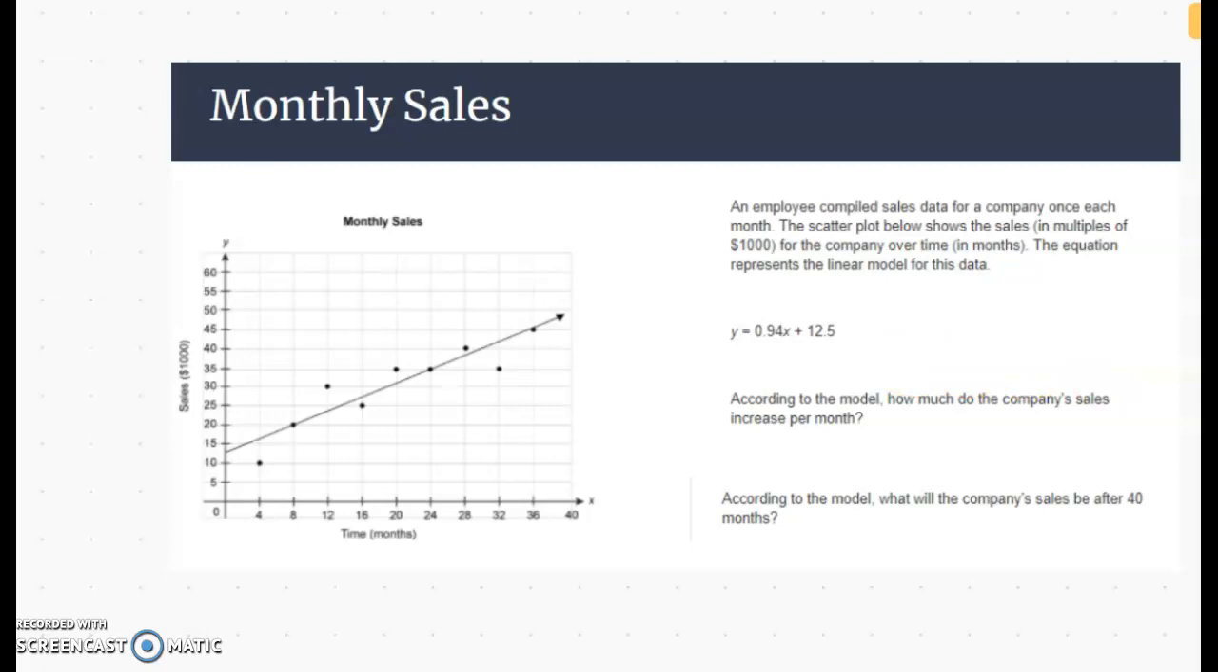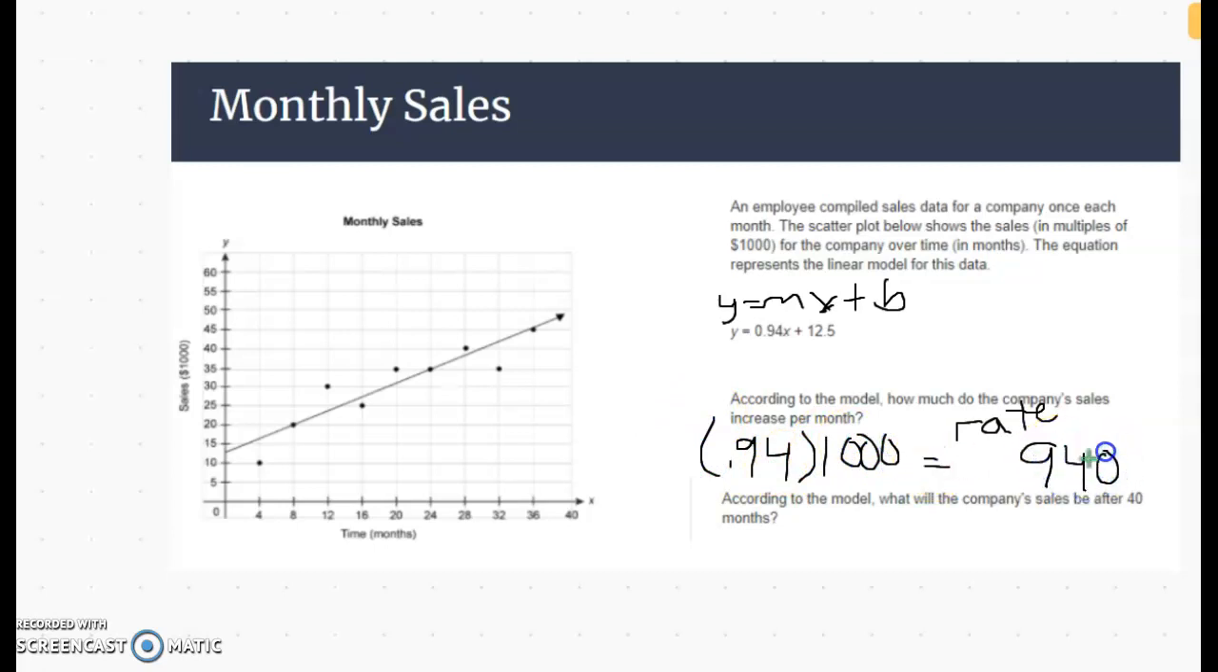According to the model, how much do the company's sales increase per month? Again, it's asking about the rate. And if you compare those to y equals mx plus b, we see the m number is 0.94. Now that's 0.94. However, in thousands per month, we would have to multiply that by 1,000. And then that equals $940. So to answer the question, each month the sales increase $940.